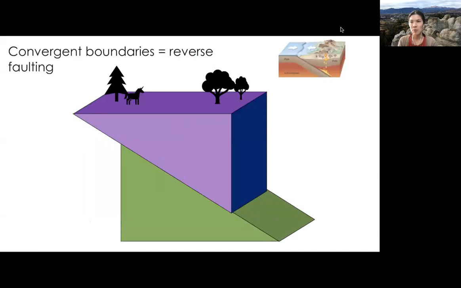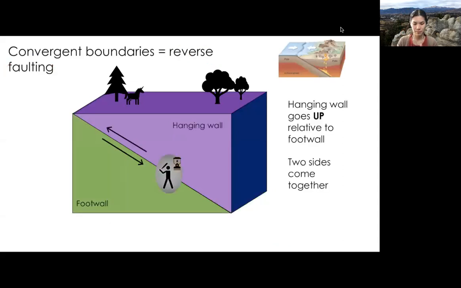Hopefully you answered that the purple wall, the hanging wall goes up while the foot wall goes down. This is what occurs in convergent boundaries, which is also what we call reverse faulting. And in reverse faulting, we're going to have a hanging wall going up relative to the foot wall, and the two sides are really coming together. So if you're ever uncertain, just try and do this with your hands. If you push your hands together, you're going to have that action of the hanging wall going up relative to the foot wall, versus if you have your hands together and you pull them away, that hanging wall is going to go down relative to the foot wall.